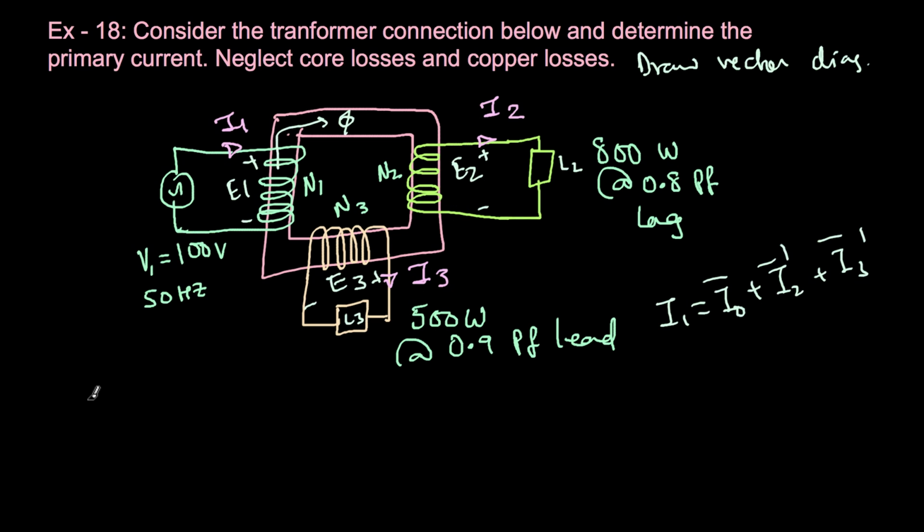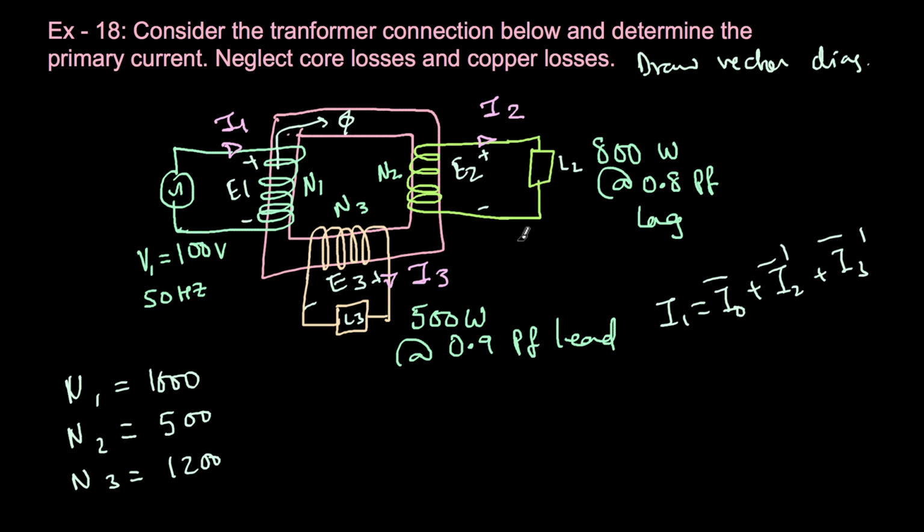So let's begin by finding what is I2. By the way, consider the transformer connection below. The number of turns is not given, I'm sorry. So N1 equal to, let's say, 1000 turns. N2, let's say, is equal to 500 turns. That means it is stepping down, whereas N3 is 1200 turns. This is slightly stepping up. So this is the way it is defined. Given this, find out what is I1.